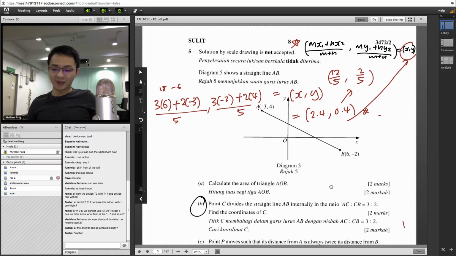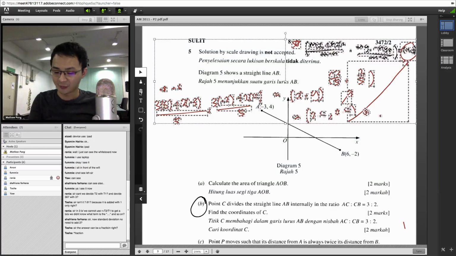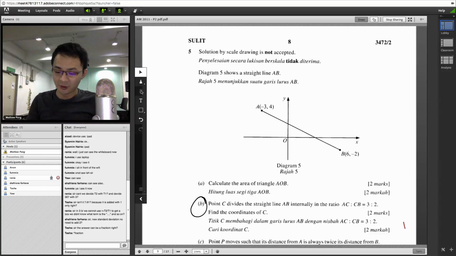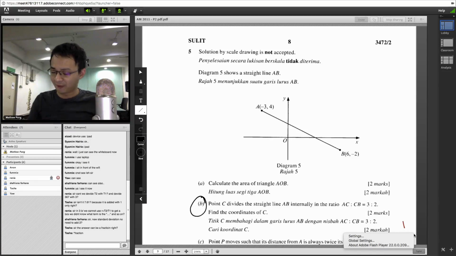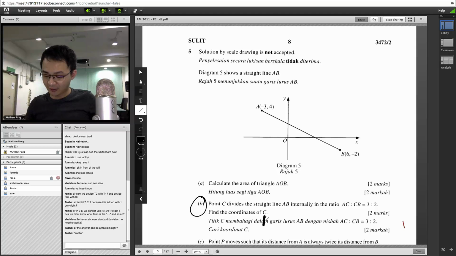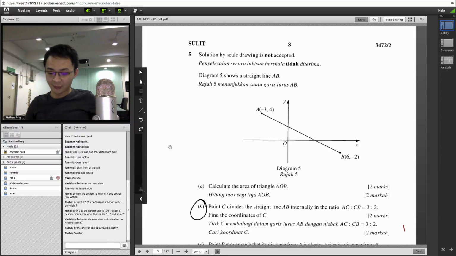Okay, let me just explain the locus a little bit because I want to make sure you can understand. What the question is trying to say here is, let me read the question again. A is always twice the distance from B. Okay, good. If A is always twice the distance from B, that means you will have a locus line. It should look like this.